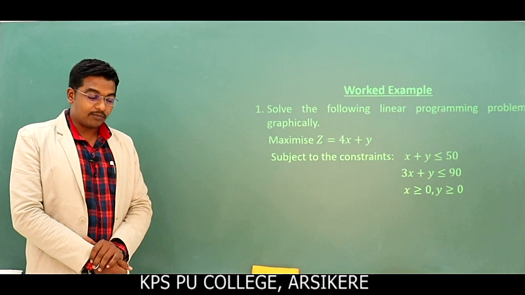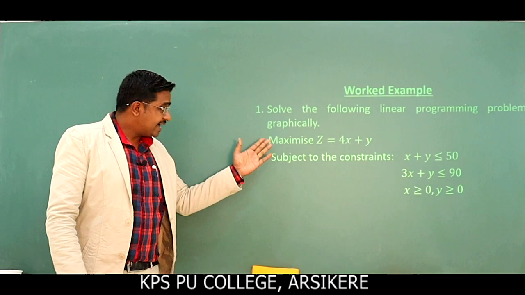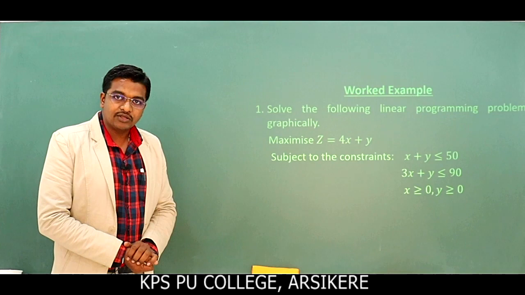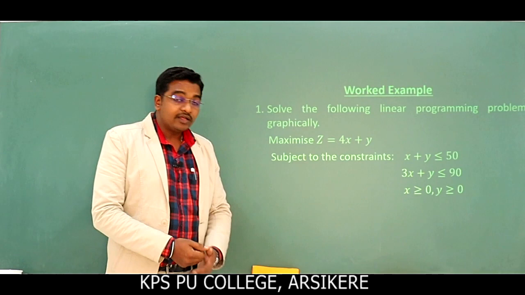Solve the following linear programming problem graphically. Maximize z is equal to 4x plus y subject to the constraints: x plus y less than or equal to 50, 3x plus y less than or equal to 90, and x greater than or equal to 0 and y greater than or equal to 0. These last two are nothing but the non-negative constraints.